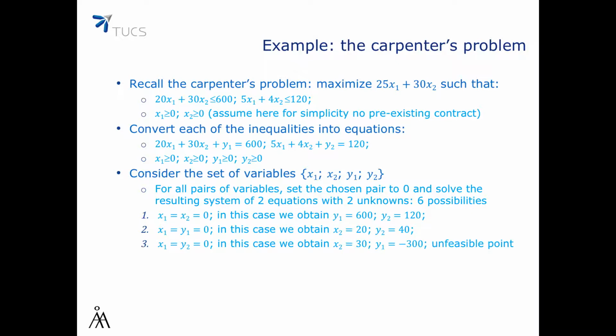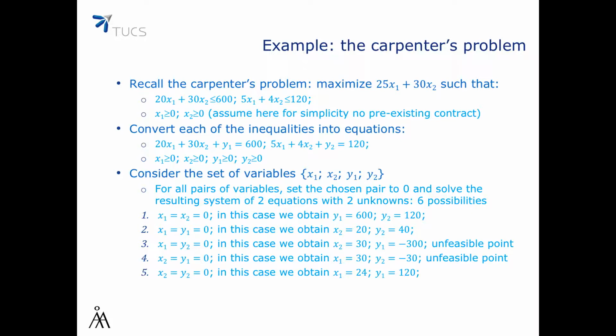In the third case, we set x1 and y2 to 0, and we obtain x2 equals 30, and y1 is equal to minus 300, which is an unfeasible point because y1 should be greater than or equal to 0. In the fourth case, we set x2 and y1 to 0, and again we obtain an unfeasible point. y2 should be in this case minus 30, which is impossible.